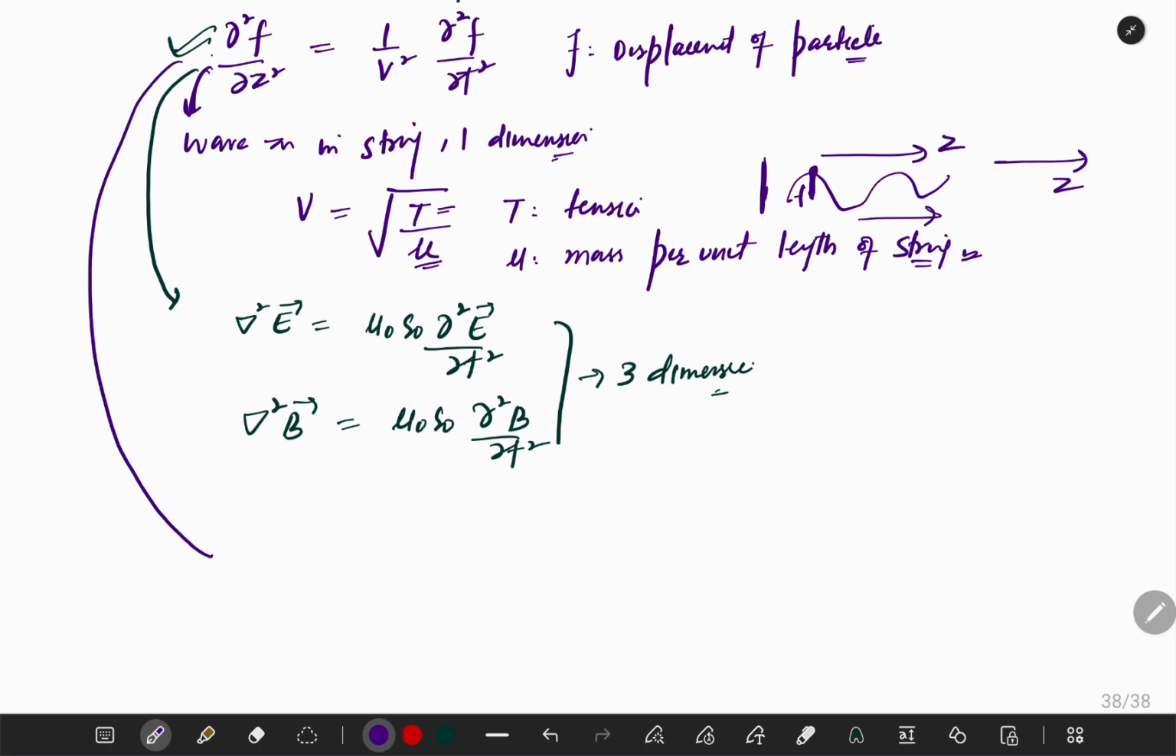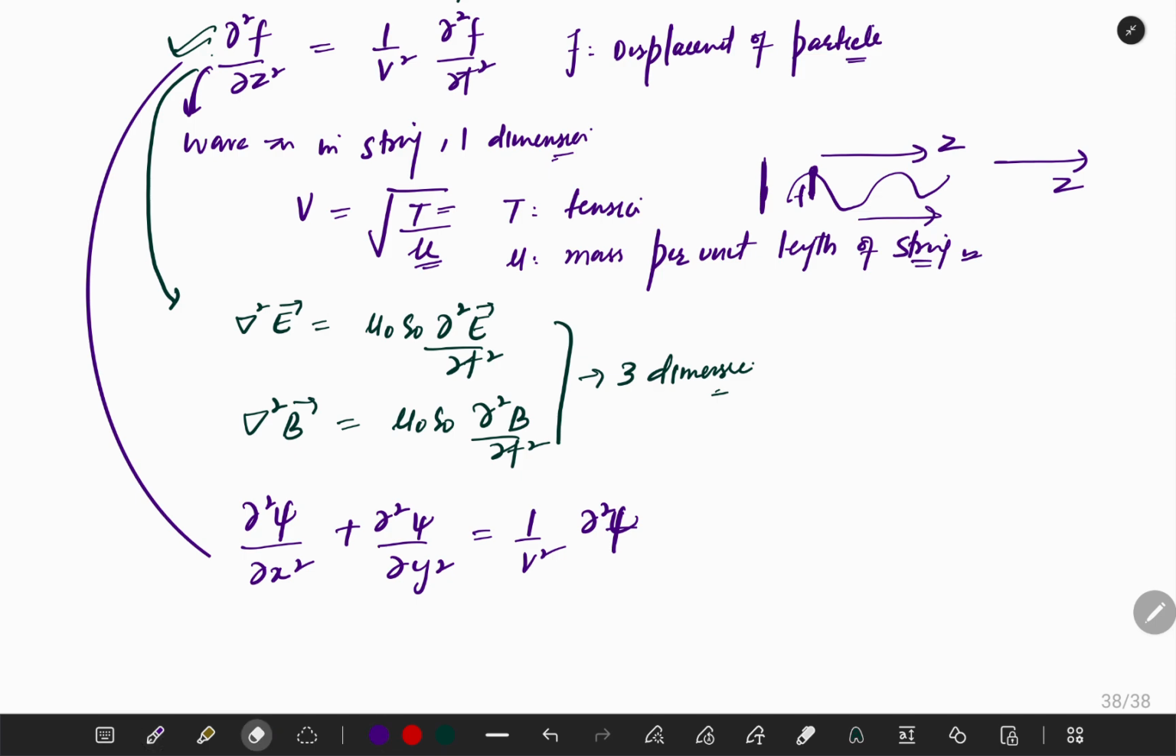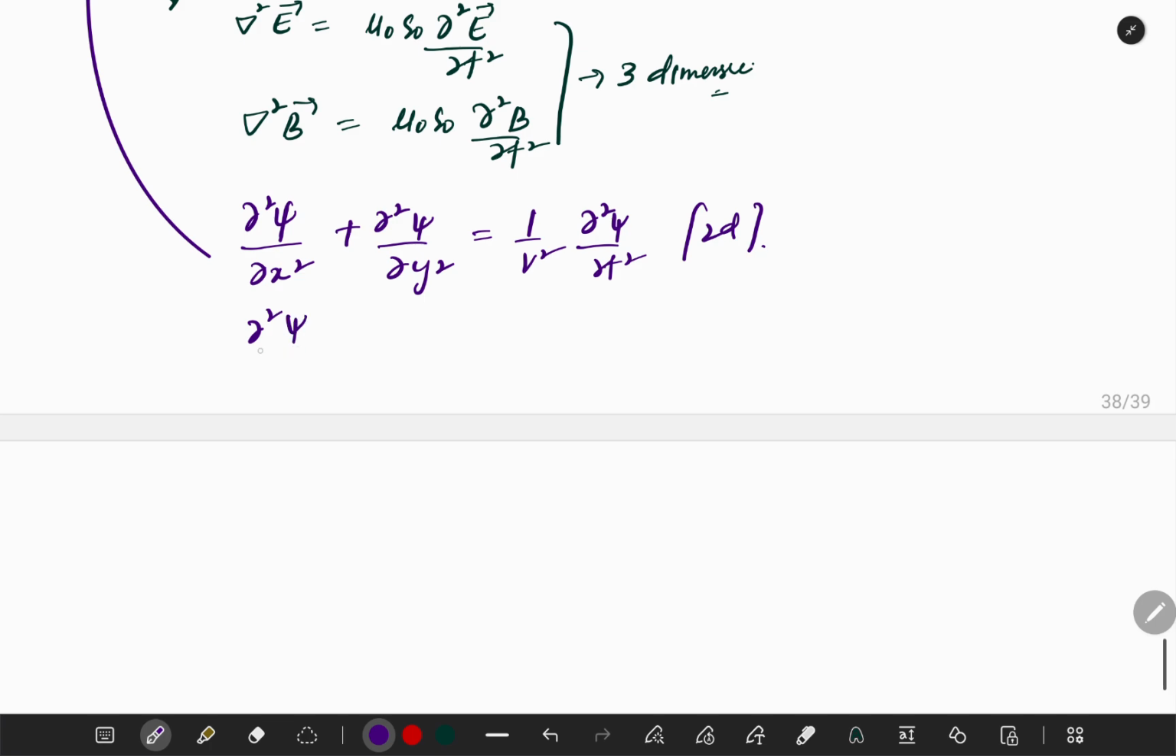We can write in 2 dimensions, let's say psi in place of f, dou square psi by dou x square plus dou square psi by dou y square equals 1 over v square dou square psi by dou t square. This would be in 2 dimensions, and we can write accordingly in 3 dimensions: dou square psi by dou x square plus dou square psi by dou y square plus dou square psi by dou z square equals 1 over v square dou square psi by dou t square. This is in 3D.